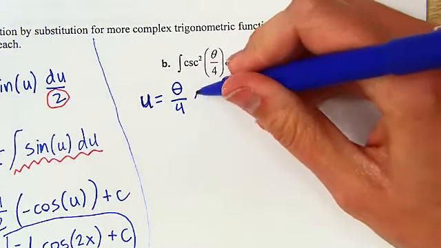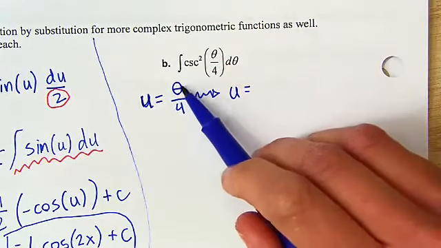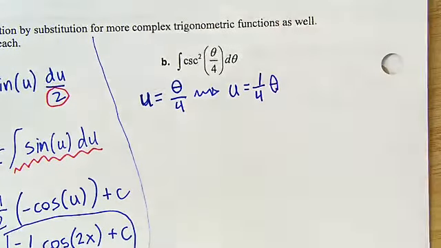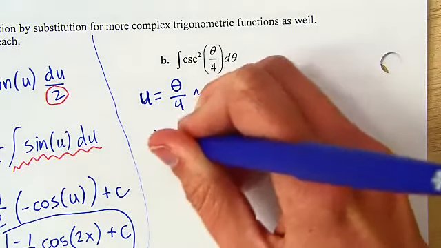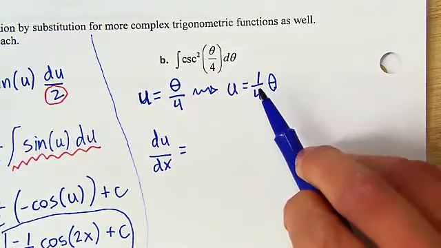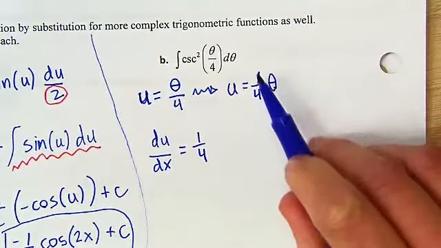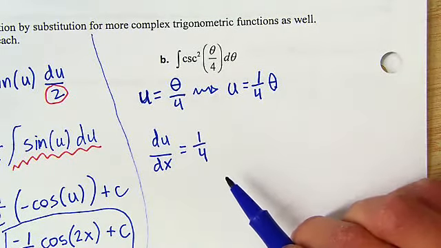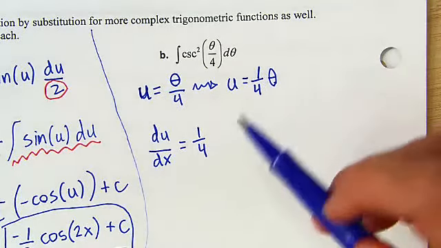And what I'm going to do is I'm going to kind of just rewrite this. So I have u is equal to, instead of writing theta divided by 4, I'm just going to write 1/4 times theta. Because then in my next step, when I have to find that derivative, I'll have du over dx. The derivative of 1/4 times theta is just 1/4. So kind of rewriting it as 1/4 times theta, that allowed me to see that derivative a lot easier, I guess.